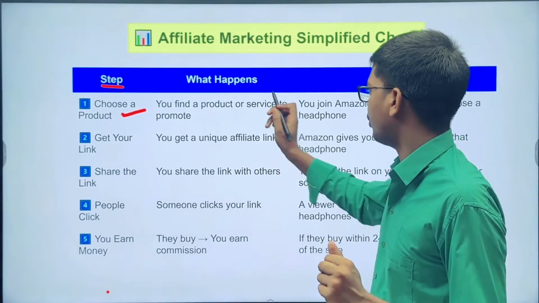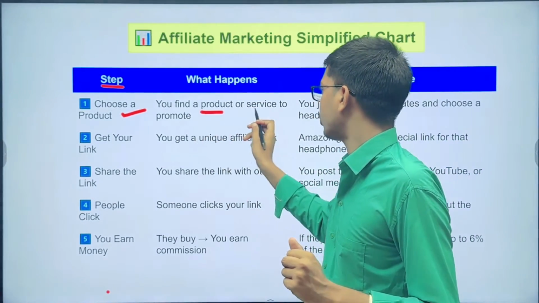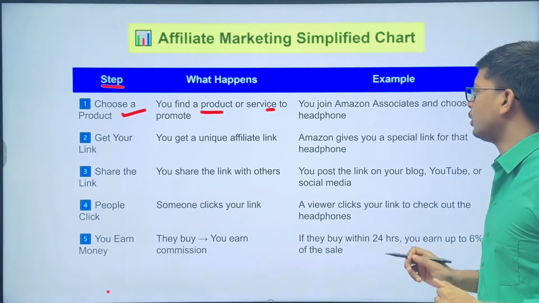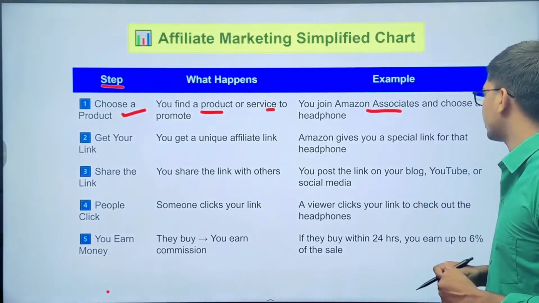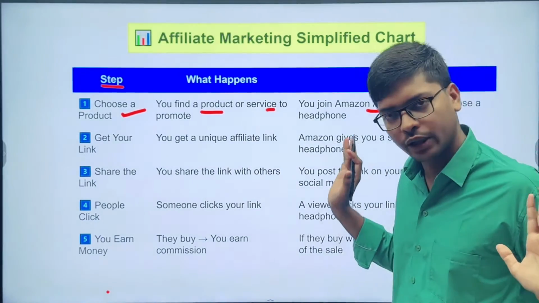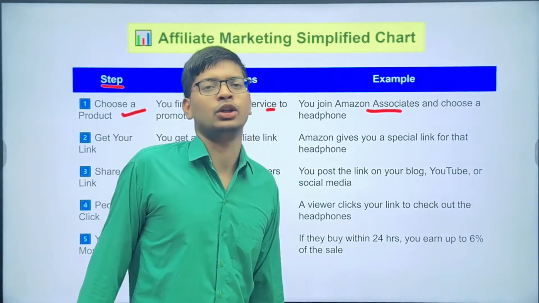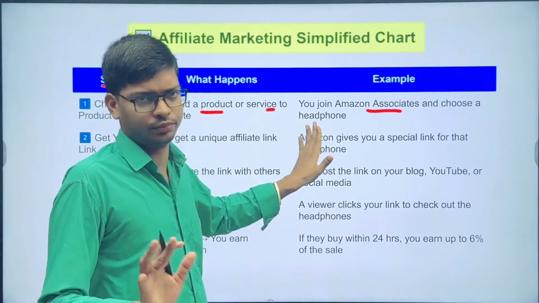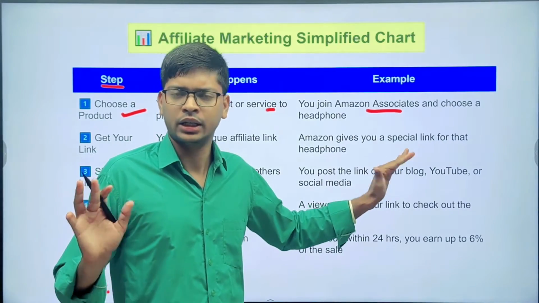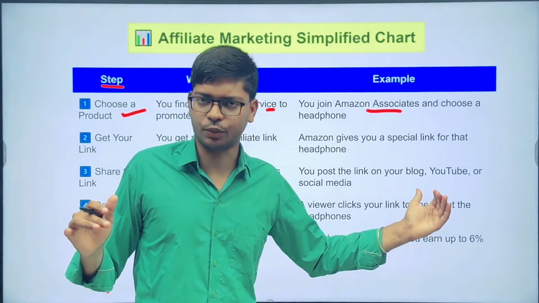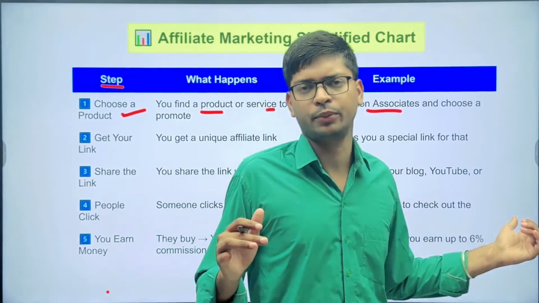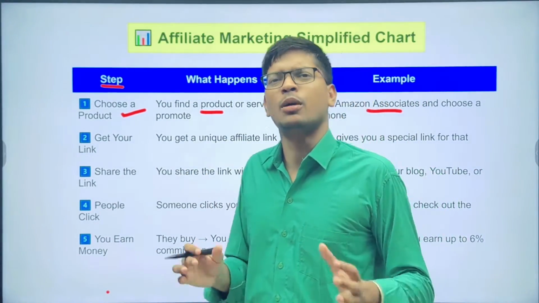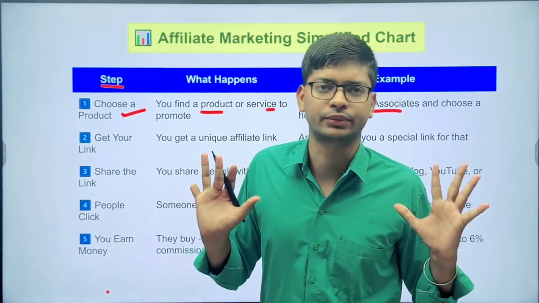Then you find a product or service to promote. For example, you join Amazon Associates and choose a headphone. It's a product. Then you promote this product on your social media platforms, in your friend circle, whatever you want.